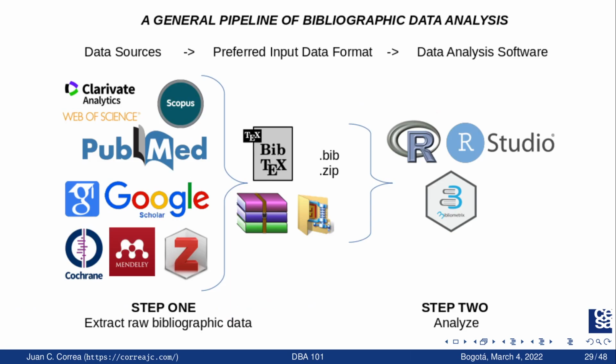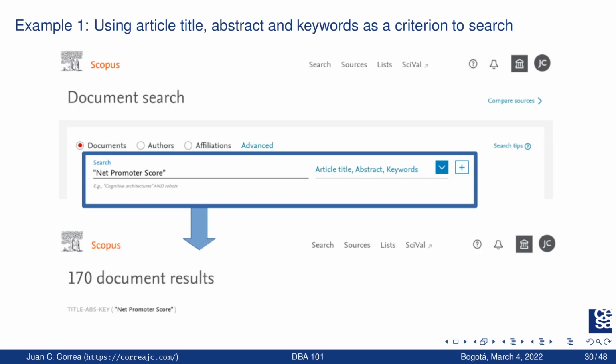So I'm going to describe a pipeline, which is the one you see here. We'll need to go to the data sources. Then we have to work with a preferred input data that we will use in RStudio and analyze with bibliometrix. So let me illustrate an example.